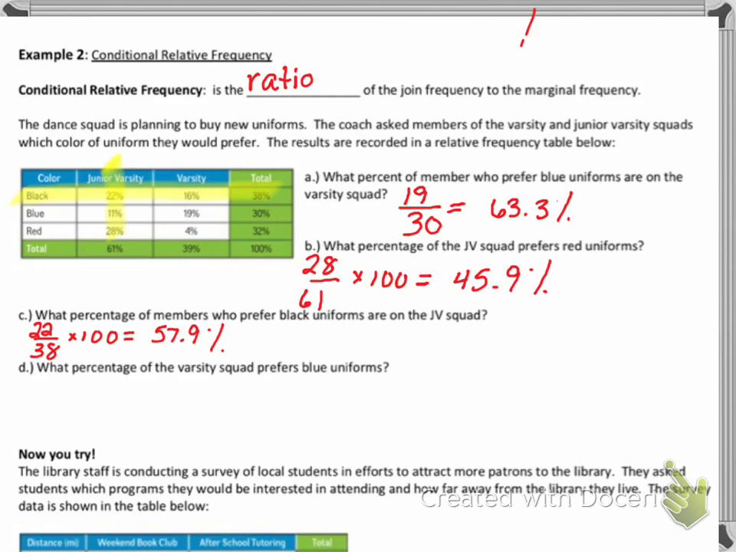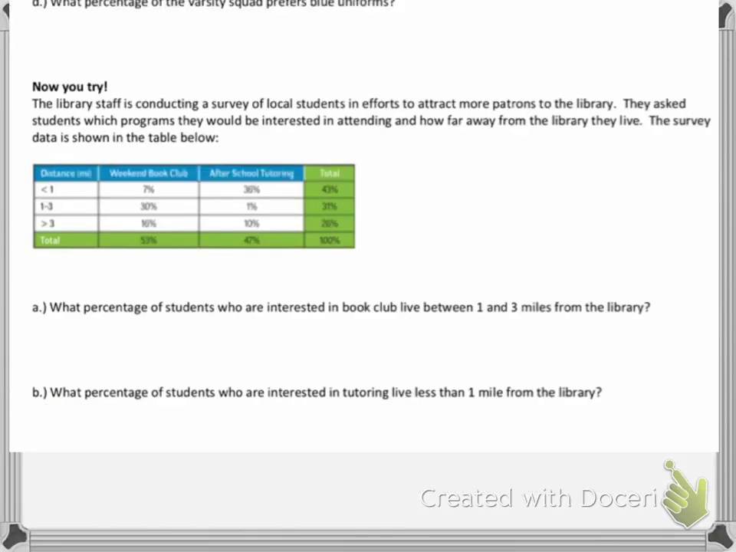And finally, Part D says, what percentage of the varsity squad, so there's a total of 39% of them on varsity, prefer blue? That would be 19. Divide it, multiply it by 100, and you get 48.7%. So now that you've seen this example, why don't you guys go ahead and try the next one on your own.